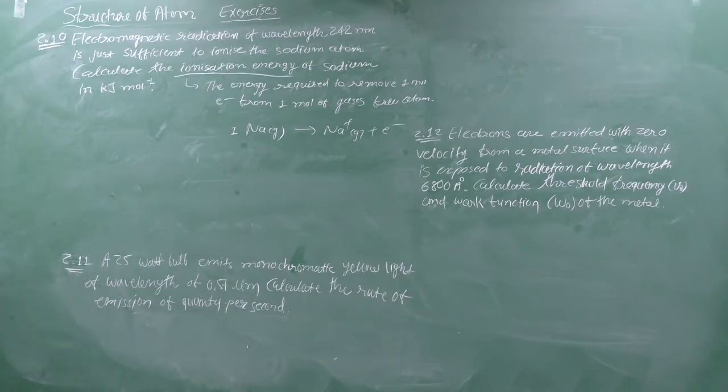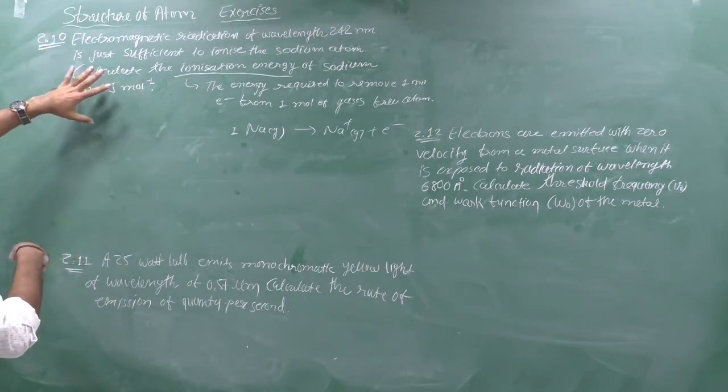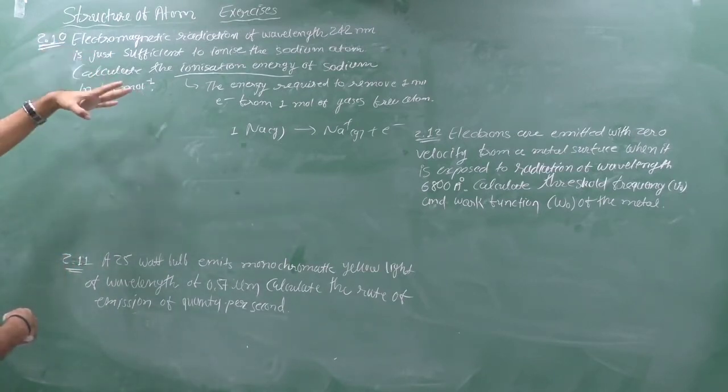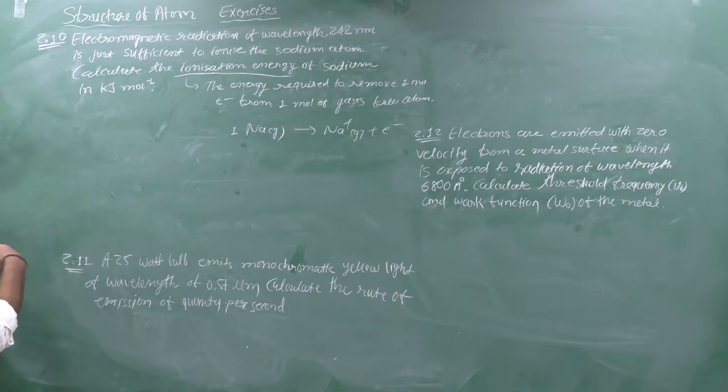બટ ફર્સ્ટ હિયર વી કેન કેલ્ક્યુલેટ ધ એનર્જી. It is the sufficient, મતલબ કે આટલી જ વેવલેન્થ આપણે એપ્લાય કરશું ત્યારે ઇલેક્ટ્રોન રિલીઝ થશે. Means it is the energy to release the 1 electron. Yes or no? It is the wavelength to remove the 1 electron from sodium metal.